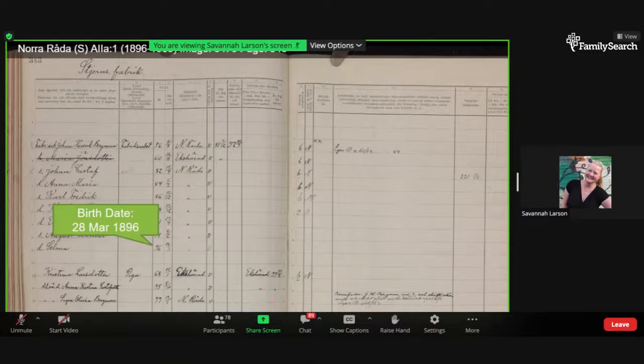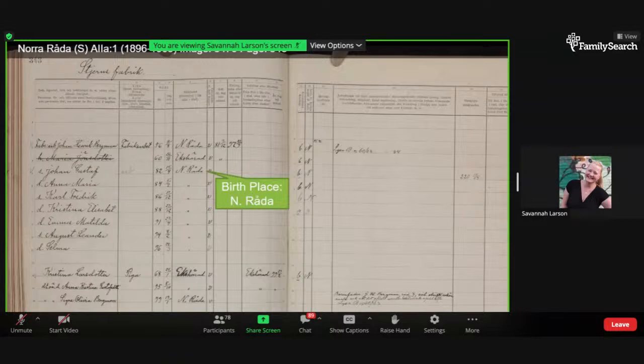The place is listed as Nora Roda, but we've also got the place of birth for her parents, which can help us to kind of move forward. We've got the place that they're living, Sharon's Fabrik. And then another note here is that Maria Jensdotter is crossed out.